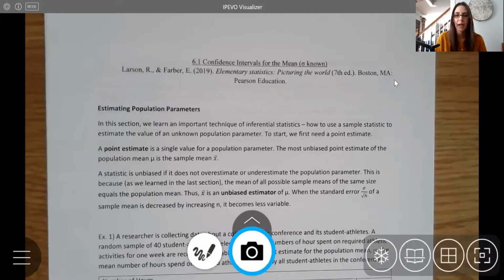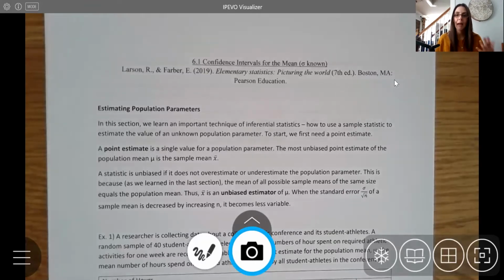Everyone. Today we're going to talk about section 6.1, which is on a new topic called confidence intervals. Confidence intervals have to do with estimating a value that we believe would be correct for a population parameter. Remember, our goal in statistics is to take the data that we have and then to expand that to understand more about the population.